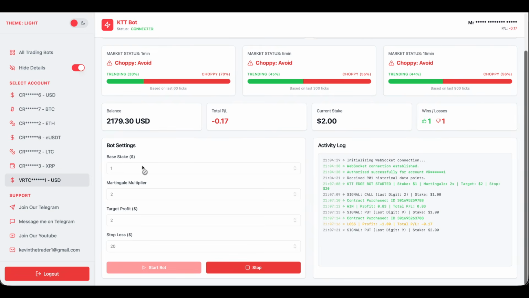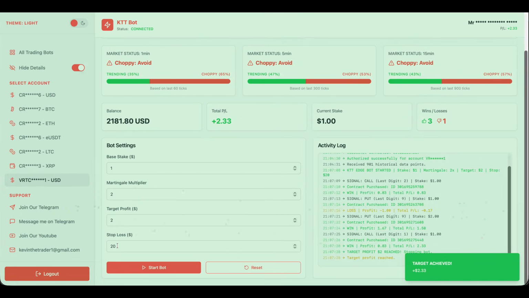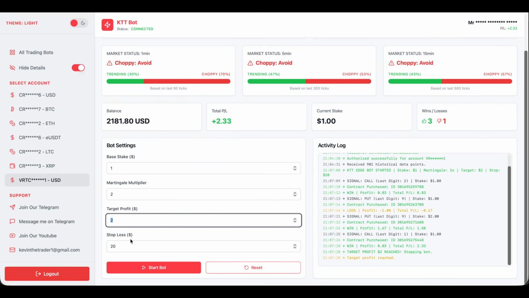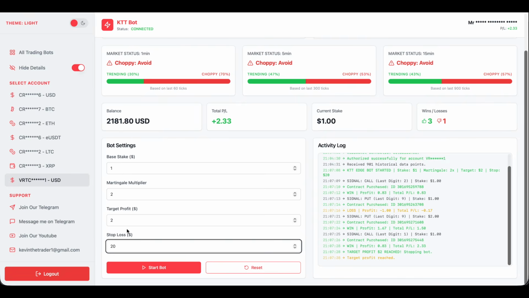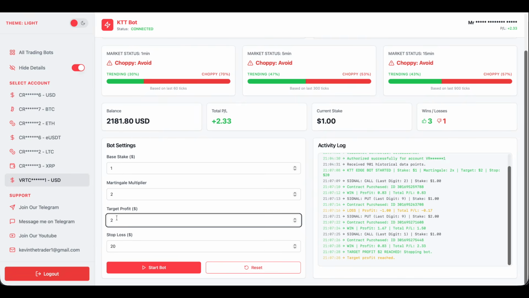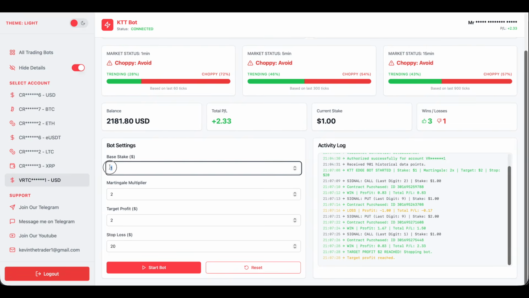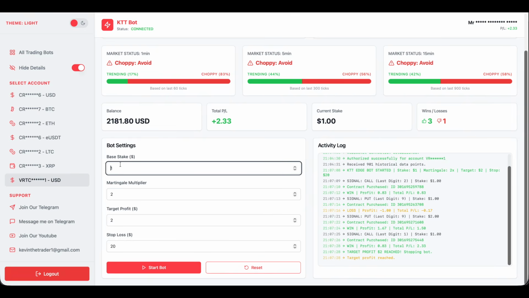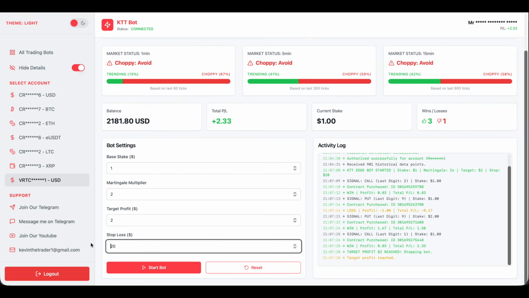And the best stake, we said that when we stake 1 and martingale 2, if our stop loss is 20, we have achieved our target profit, because our target profit was $2 according to here. So if our base stake is 1, then we only target 2. So the base stake is at least 1 or 0.5 to 2% of our stop loss, right?